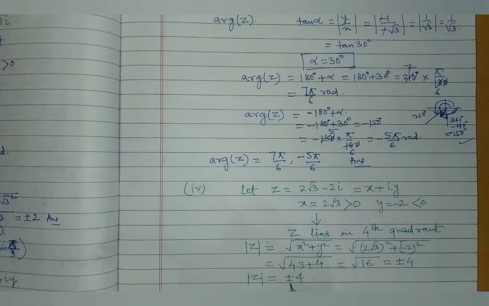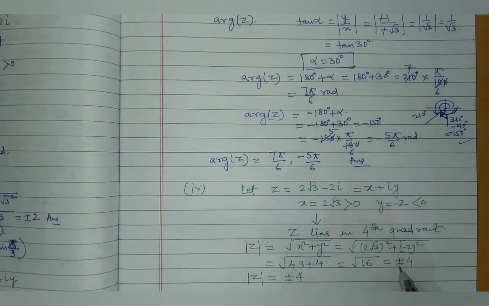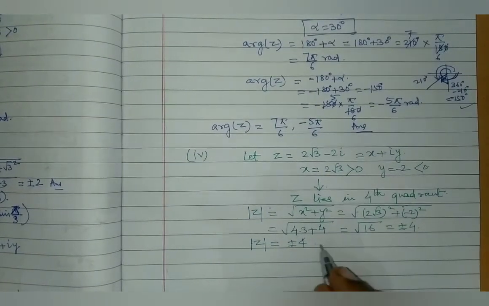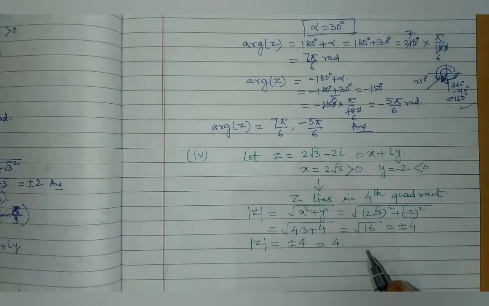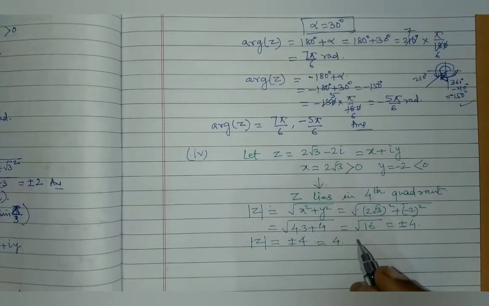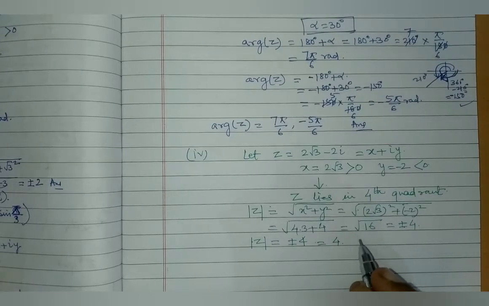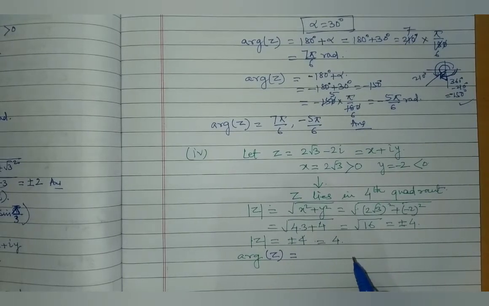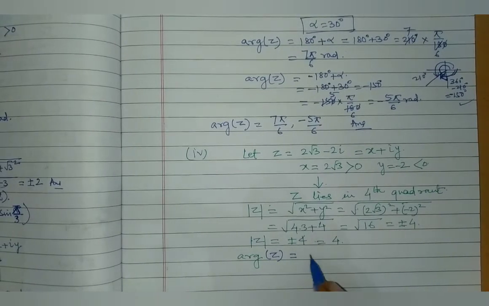In general we will take only the positive sign, because the modulus represents a particular distance of the complex number. So where I have written the negative one, you will write only the positive sign. Now we have to find the argument of the complex number z.